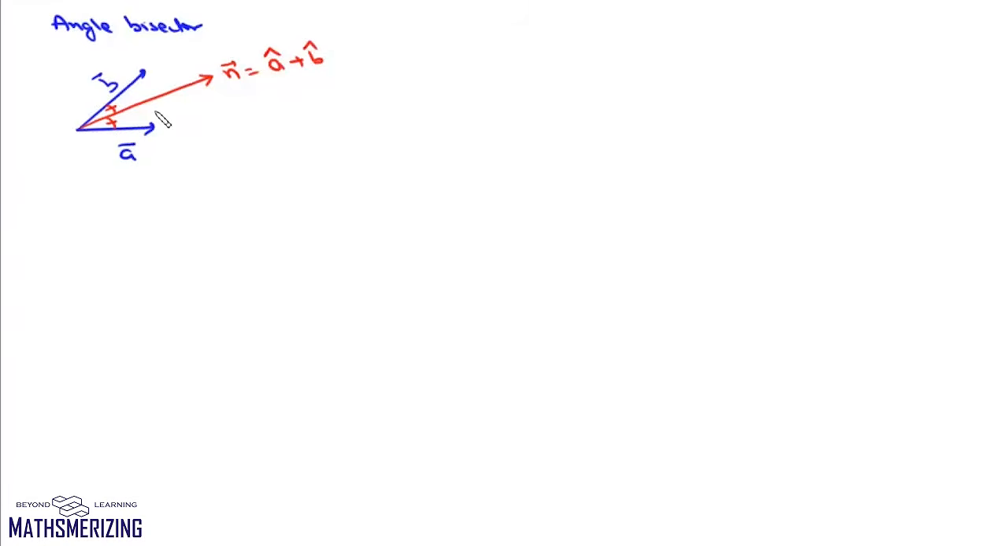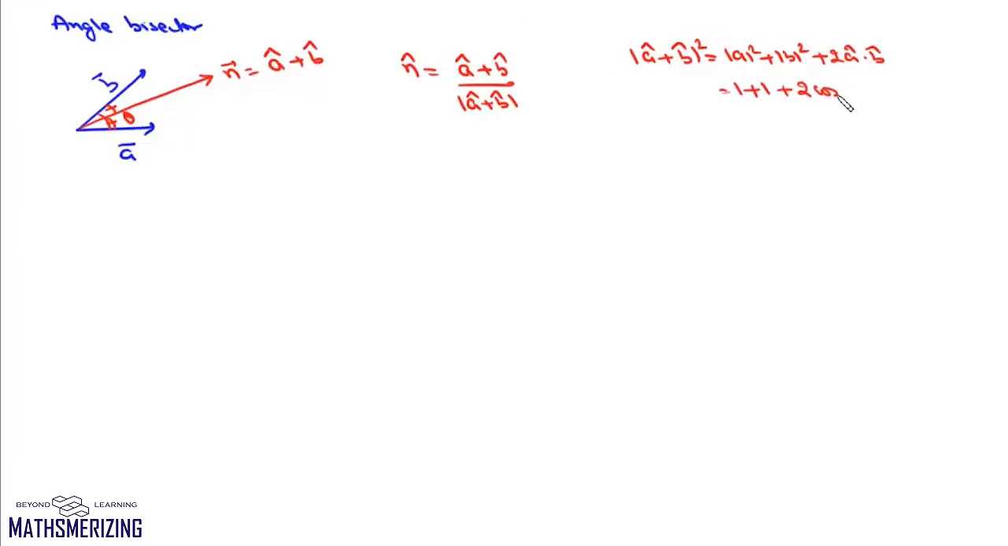A unit vector in the direction of the internal angle bisector will be n cap, and it will be given by a cap plus b cap upon mod of a cap plus b cap. Now if the angle between a and b is theta, then we know that mod of a cap plus b cap square will be mod of a cap square plus mod of b cap square plus 2 times a cap dot b cap. Now this is 1 plus 1 plus 2 cos theta.